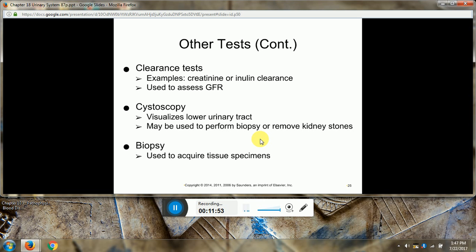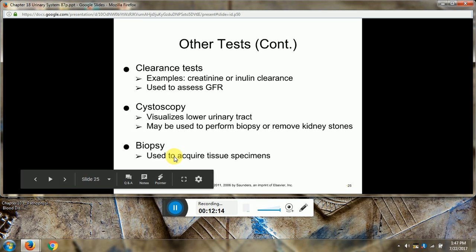Or a scope can be put through the urethra to take a look at the urethra and the urinary bladder. That is known as a cystoscope, and if there's anything there, it could be used to take a biopsy. If there's a small stone it can also be used to remove the stone. A biopsy acquires a tissue specimen, either through a cystoscope or an open biopsy.